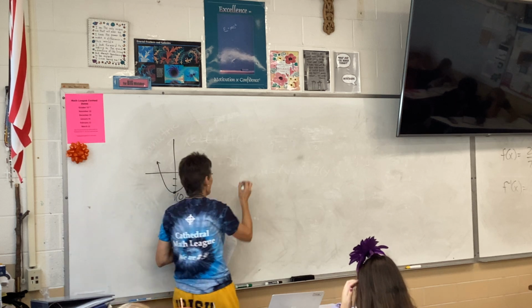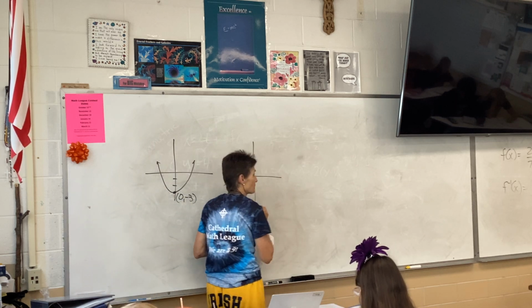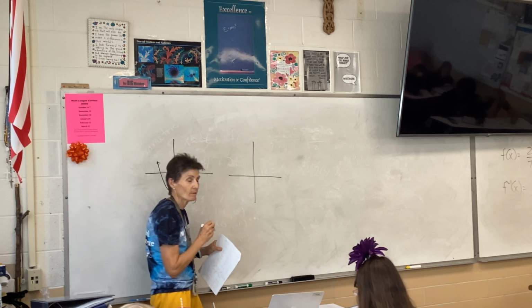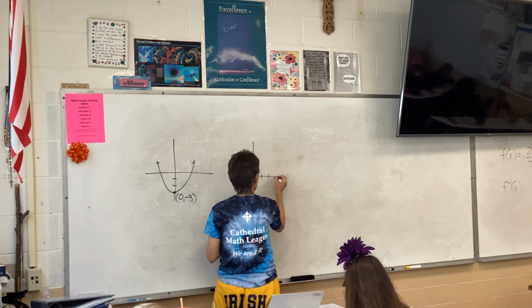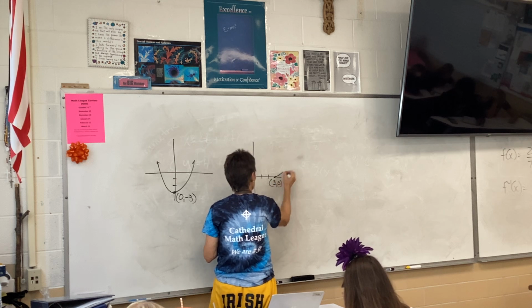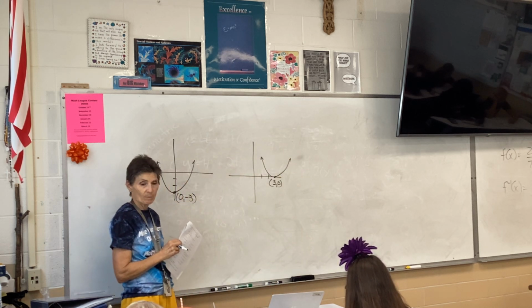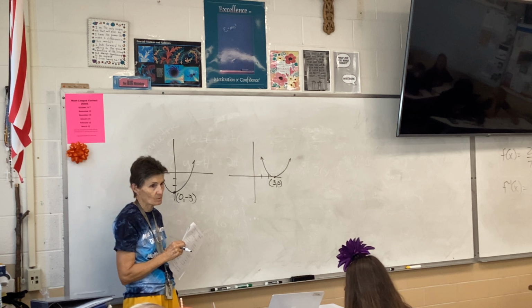All right, now what about B? 3, 0. It is also a parabola, right? A squaring function, but it is positioned right 3, so it looks like that. Everybody remembering your rules? You can't forget those, oh my goodness.